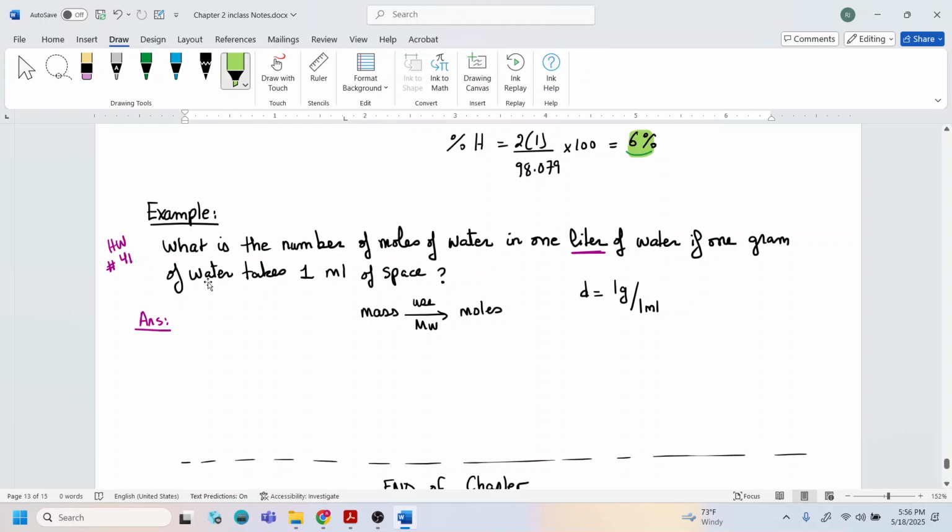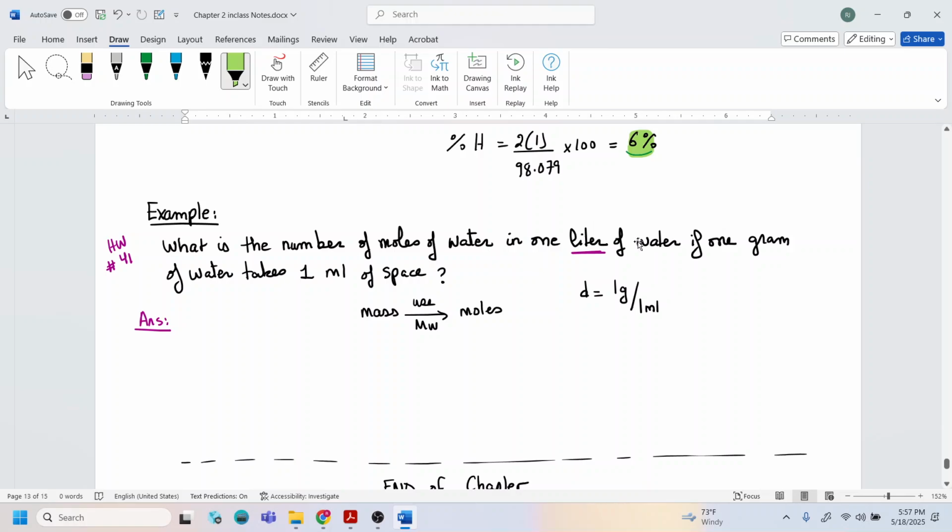Okay. The last one over here. What is the number of moles of water in 1 liter of water if 1 gram of water takes 1 ml of space? Okay, so here what I have is the volume. I am given the volume and the moles. I know that this is 1 liter of water.